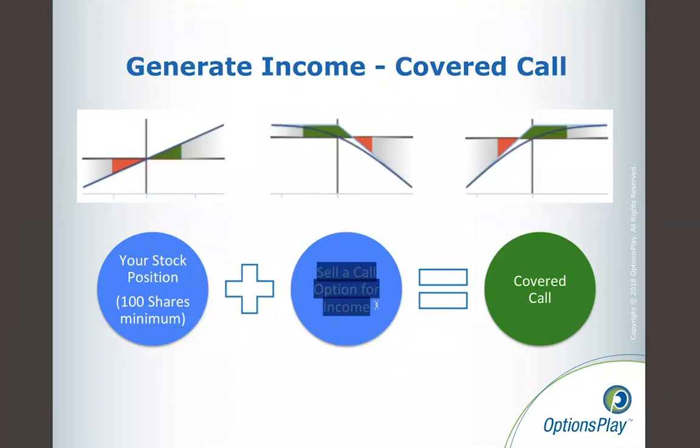You can sell a call option for income, and the resulting trade is a covered call. What that means is, again, it's like placing a limit order to sell your stock at a higher price, but actually getting paid to place that limit order. If it doesn't go up and actually hit that limit price, you keep what you owned and you are able to continue to do so.